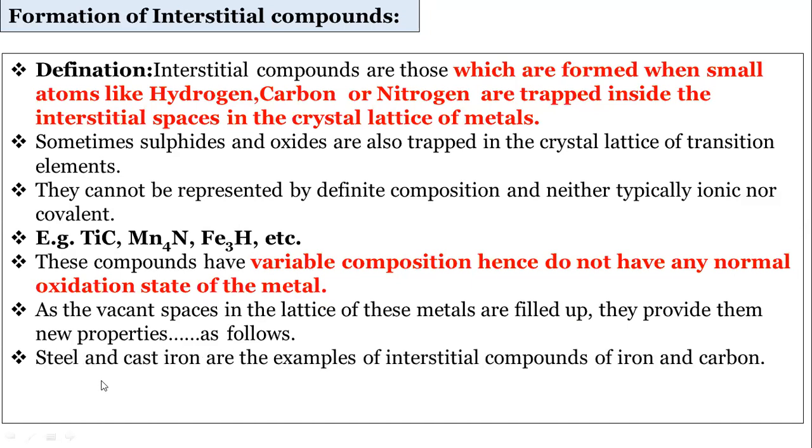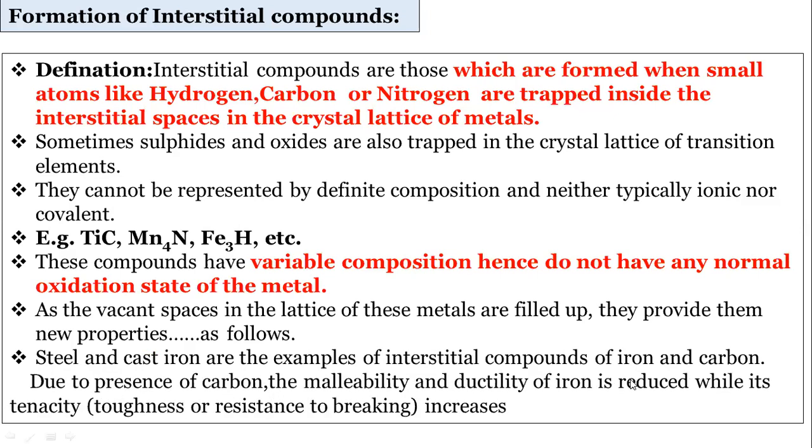One example is given. Steel and cast iron, these are the examples of interstitial compounds of iron and carbon, remember, in which the carbon is trapped inside the iron.